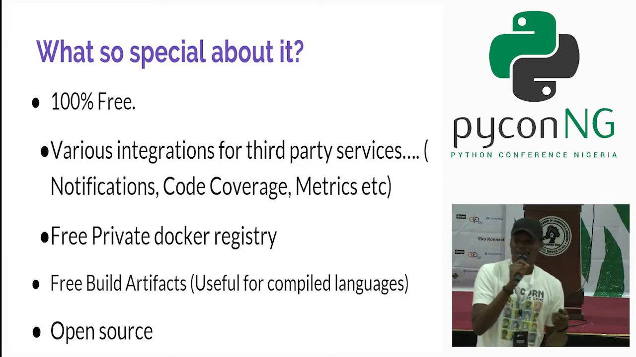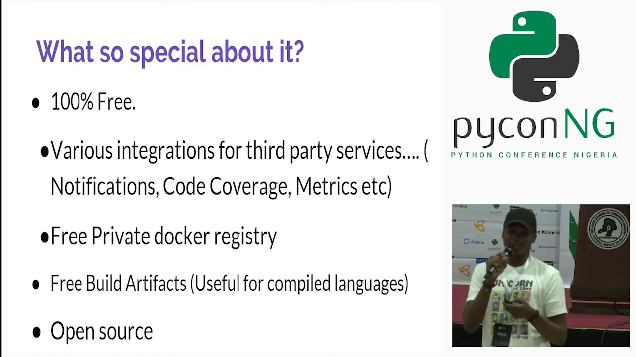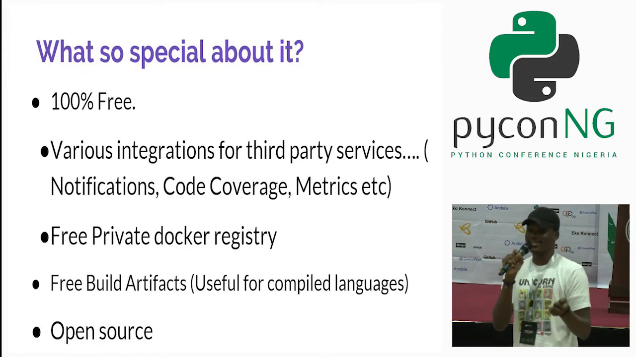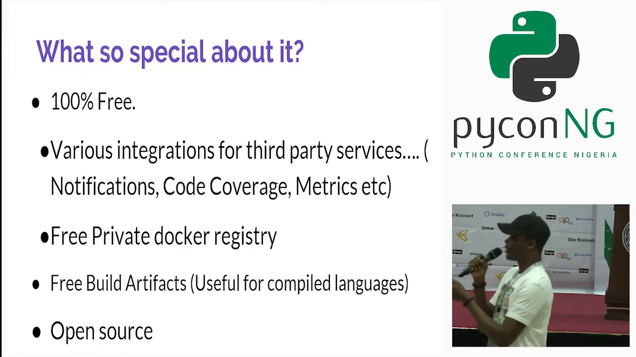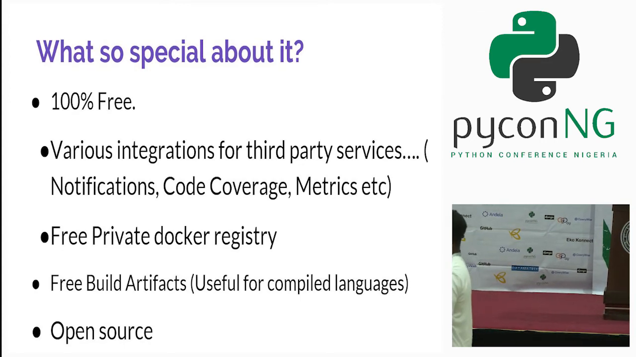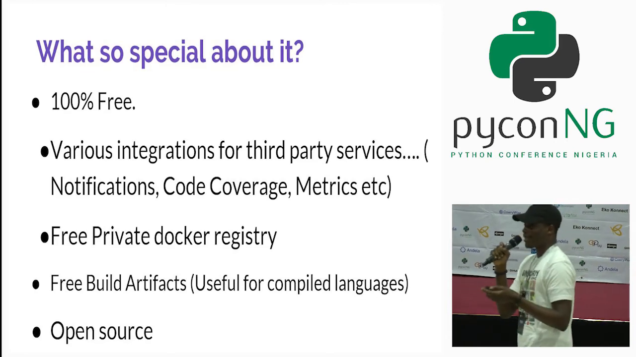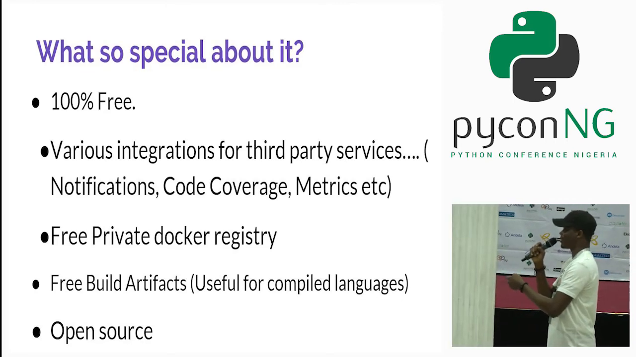But if you use Docker Hub, your image has to be public, and that's not really good because someone can just go there and pull your image and see all the secrets of your organization. But with GitLab CI, you have a free private Docker registry that you can use for your work. Then free build artifacts. I don't really have much time, so let me just start skipping through some things.